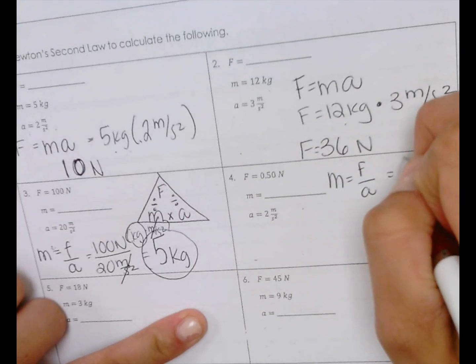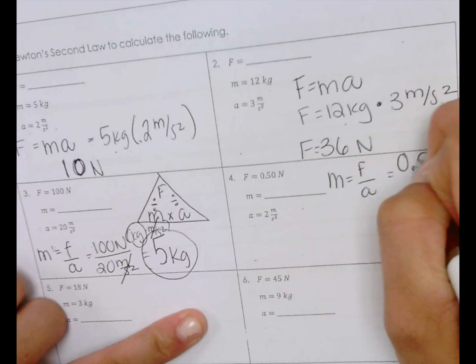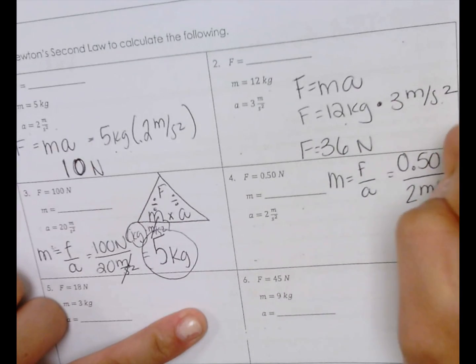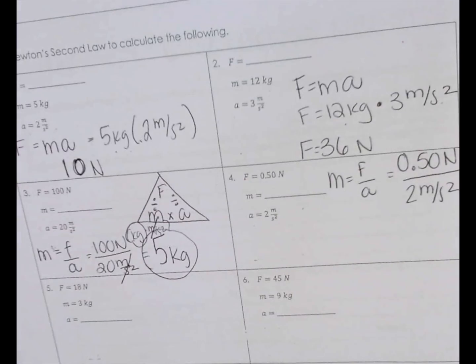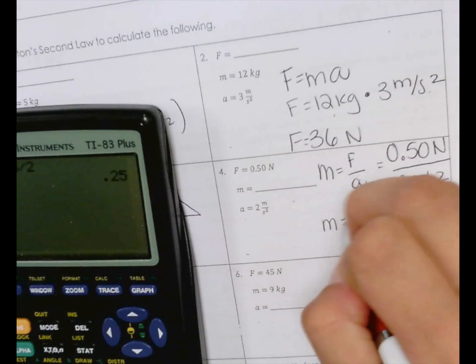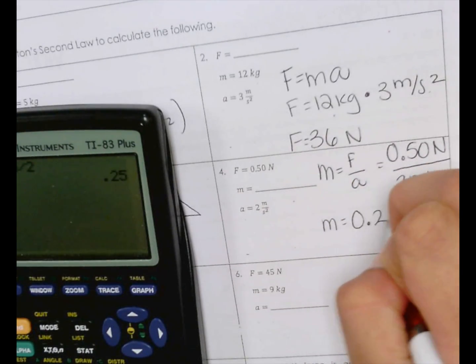All you're going to do is you're going to plug in the force, which is 0.50 newtons over 2 meters per second squared. When you plug this into your calculator, you're going to do 0.5 divided by 2, and you will get a mass of 0.25.